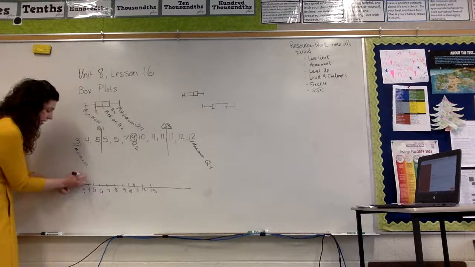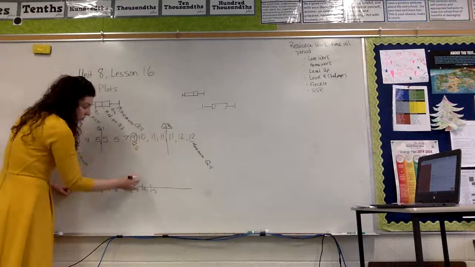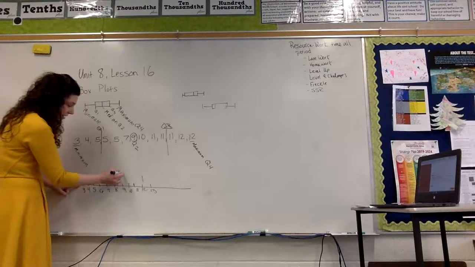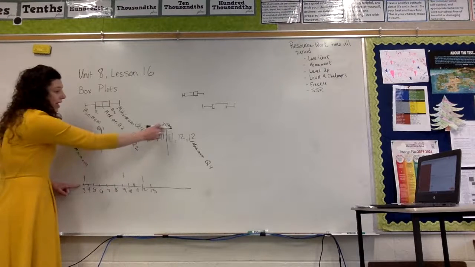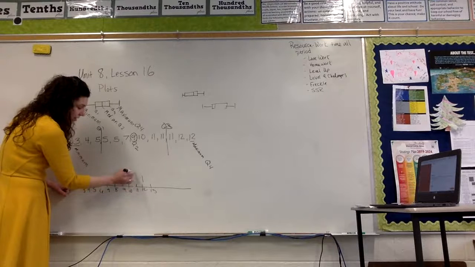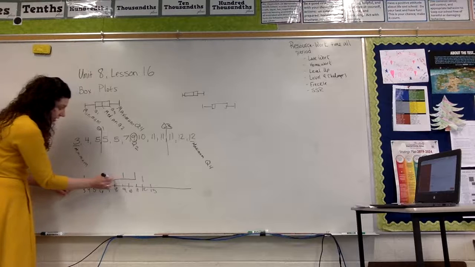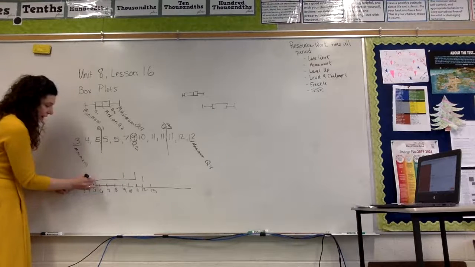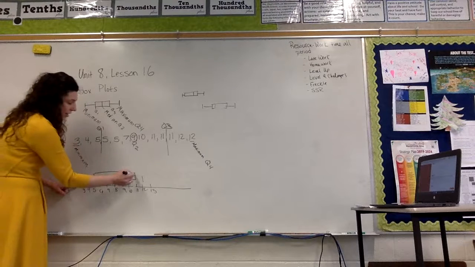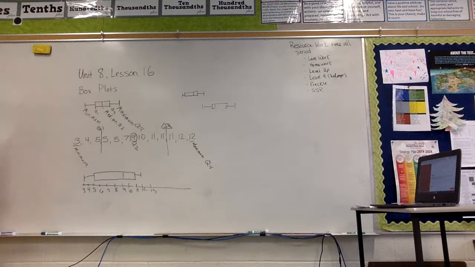So my line for my box plot starts here, that's my minimum. My smallest number was 3. My greatest number was 12, so my box plot is going to end there. The middle of my data set was 9, so that's going to be the middle of my box. My box here is going to end at 11, okay? And then my box here is going to end at 5. So you can see on this one, the box is pretty big, and then I have just this little short piece here and a slightly longer piece there.